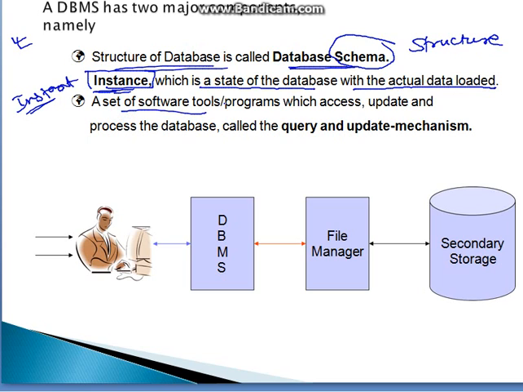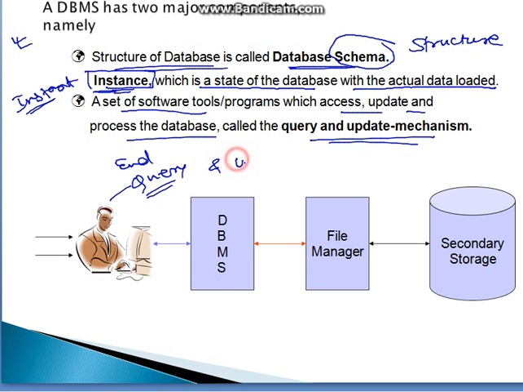Now the set of software tools and programs which access, update or process the database is called the query and update mechanism. Queries are generally made by the end users who use it, and updates are also made by the users. Each and every day data is being updated.